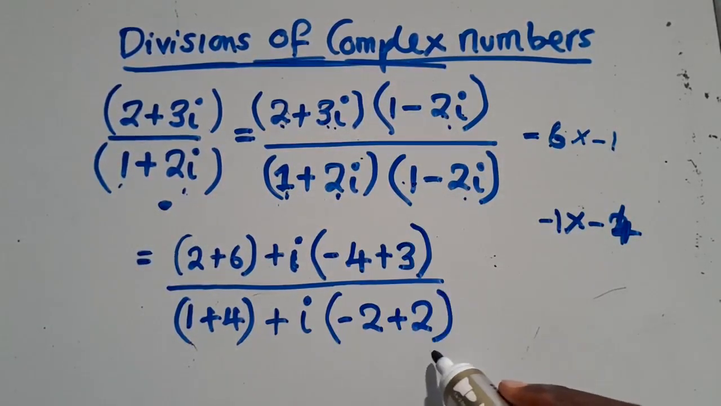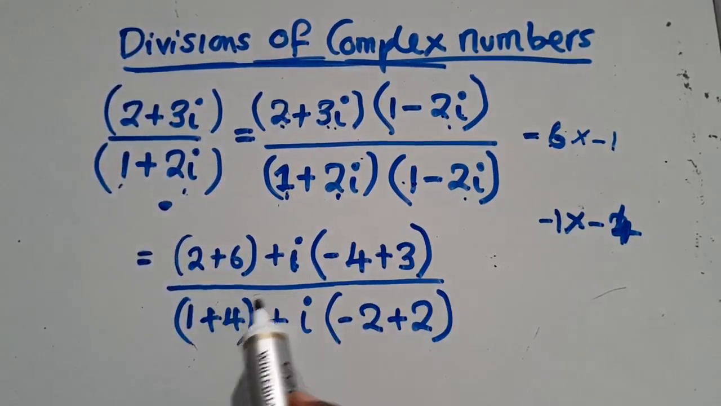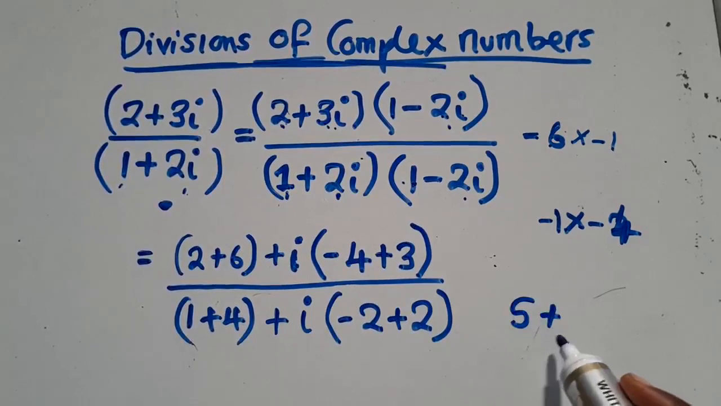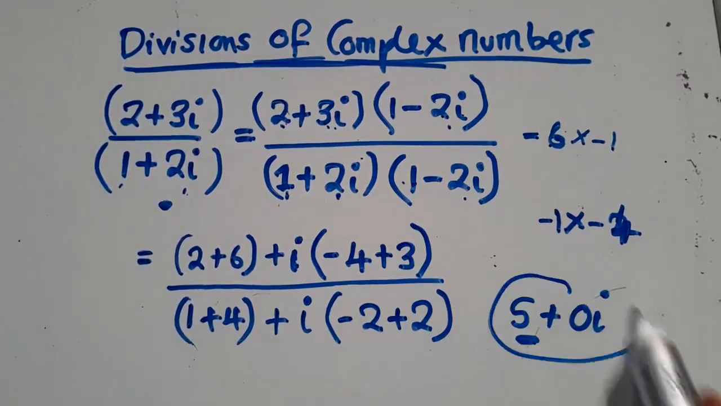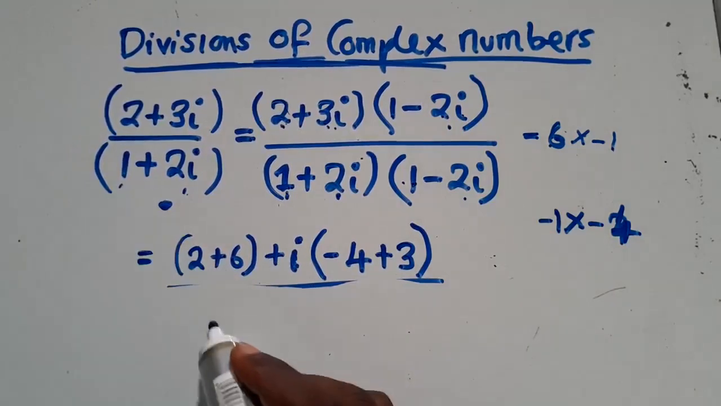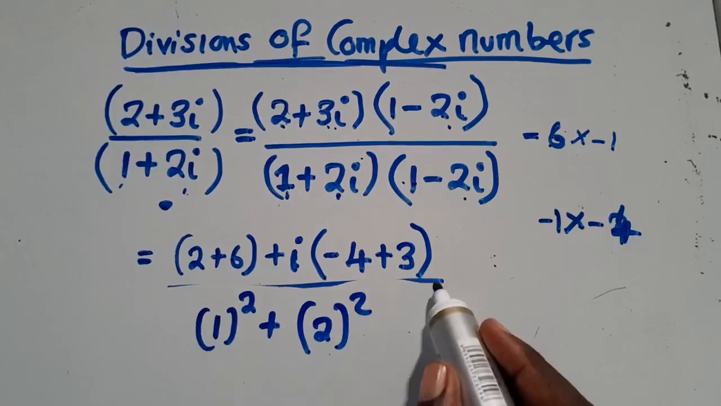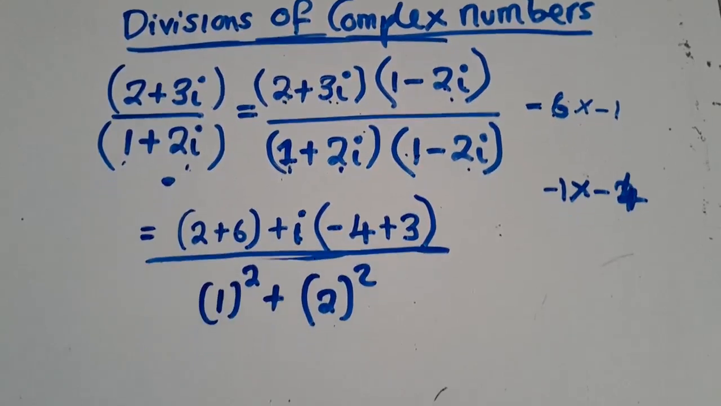You do this. Have you seen this one here? If we work out what is down, you are going to get 5 plus what? Here it's a 0, so 0i, which is just a 5. If you remember what I told you, you just need to square these. You just get 1, you square it, plus 2, you square it like that. You still get a 5. Have you seen? Just one and the same thing.